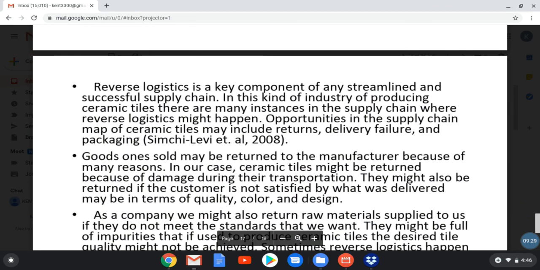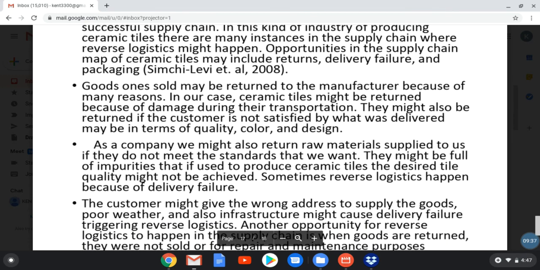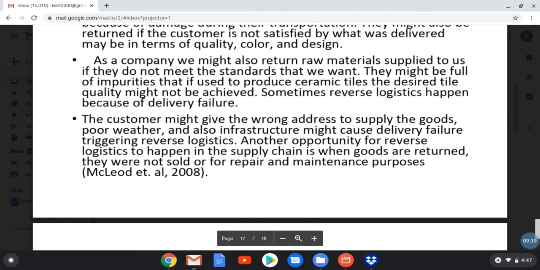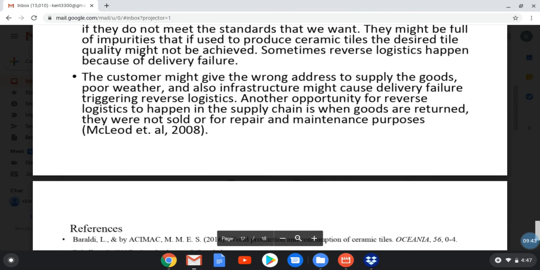Reverse logistics is a key component of any streamlined and successful supply chain. Customers might have the wrong address to supply goods. Poor weather and infrastructure may also cause delivery failure and trigger reverse logistics, among other opportunities for reverse logistics.